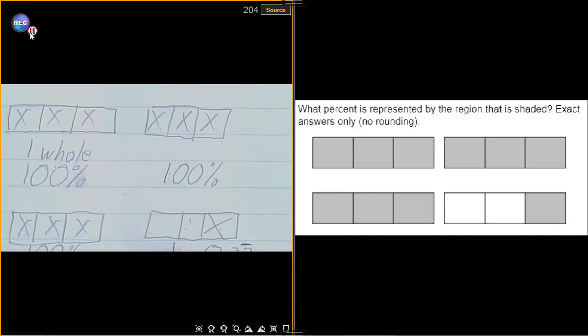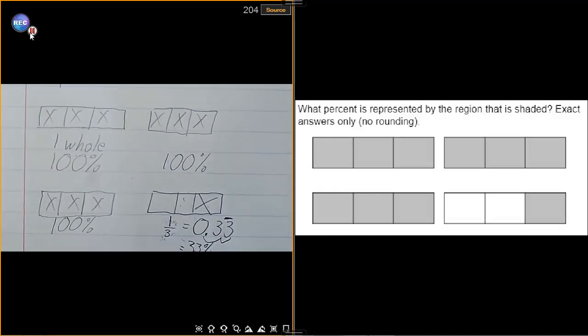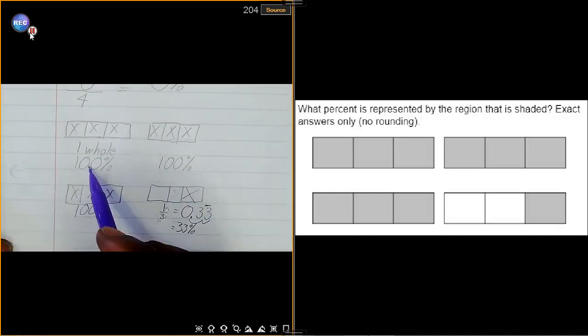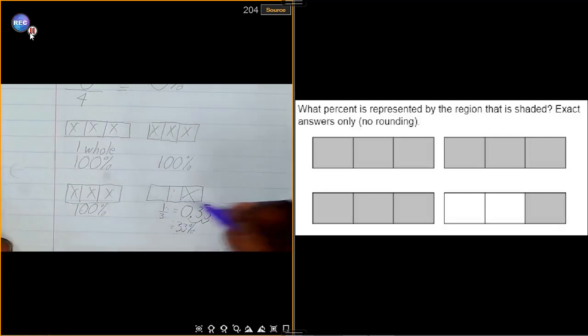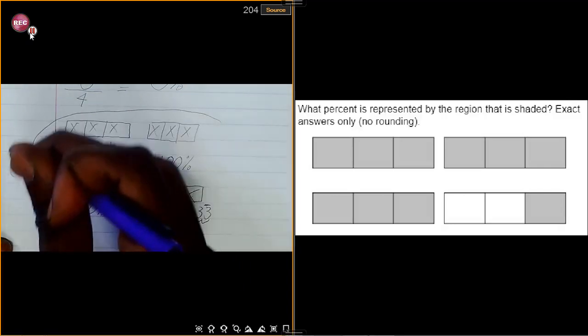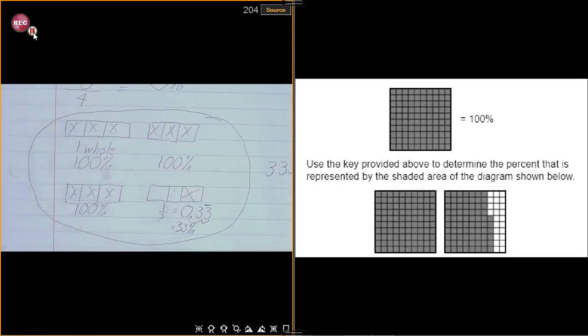So now we have to look at the total, and let me zoom out for a little bit. So we have 100, 200, 300, and 33%. So that means the entire model represents 333%. All right, let's try one more.